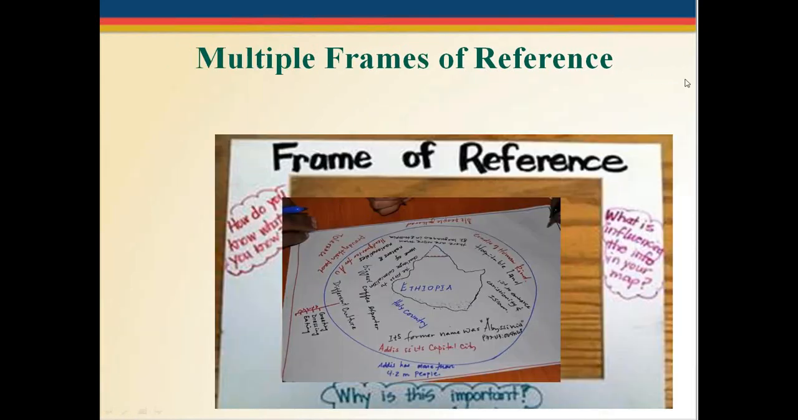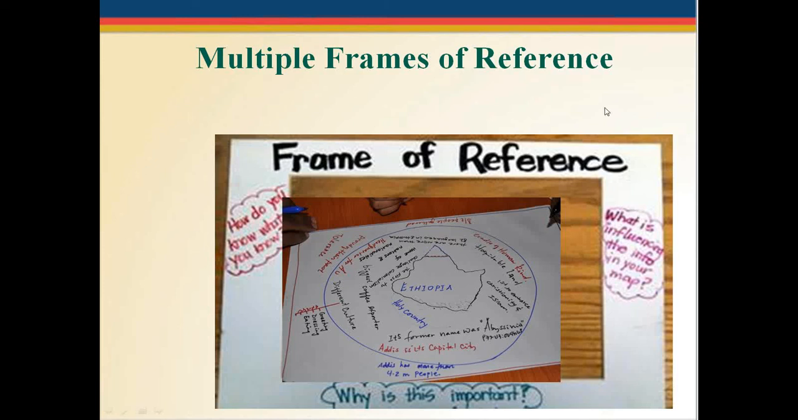Multiple frames of reference can be applied. In this example, the student had worked in a group with folks to draw everything they knew about Ethiopia, and then the teacher came along, noticed that they were finished and that they had done a nice job, and so said, "I'm going to add a frame of reference for you. Please draw a big rectangle around your work, and I'm going to write on the side, how do you know that? At the bottom, why is this important? And on the right, what is influencing the information in your map?"